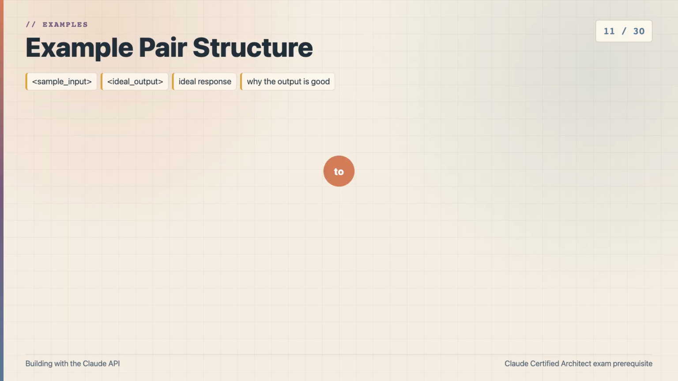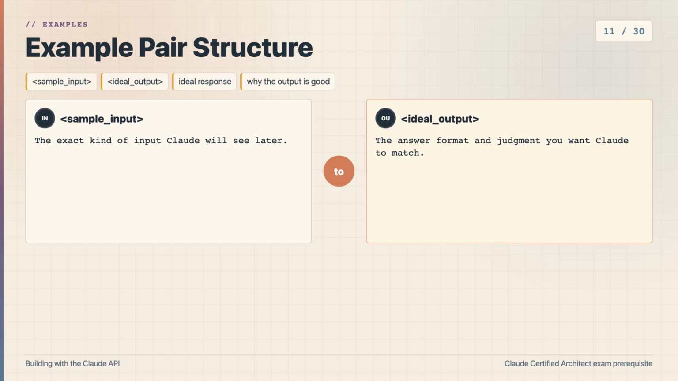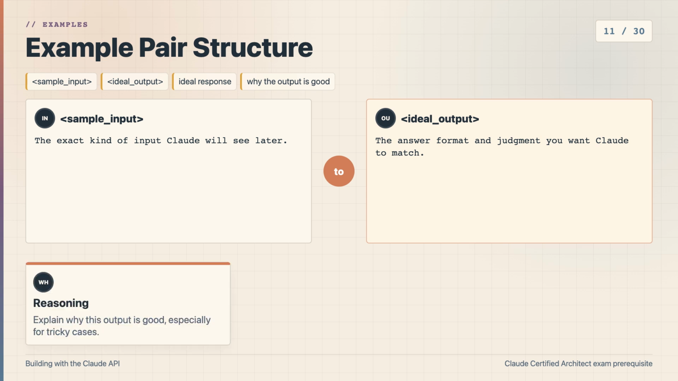A strong example is not only an input and an answer. It usually needs structure. Use sample_input for the example input and ideal_output for the answer you want Claude to imitate. Then add a sentence explaining why the output is good. That extra reasoning matters because it tells Claude whether the example is about tone, format, edge cases, or some other hidden judgment. That makes the example teach both the answer and the reason behind the answer.